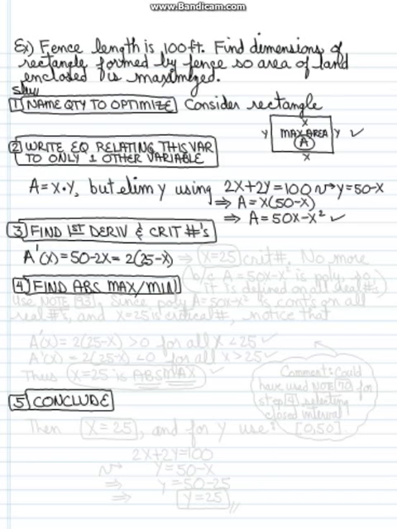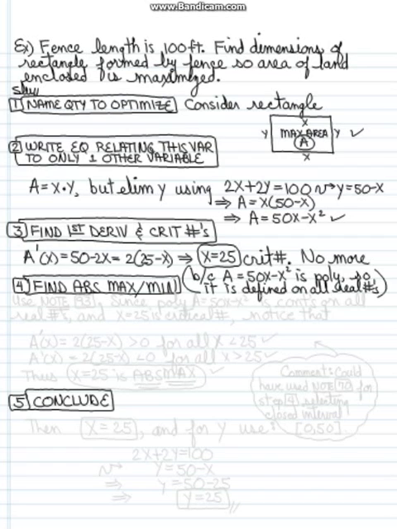The derivative of that will be 50 minus 2x. You can factor it as 2 times (25 minus x). Okay, set that equal to 0 and solve. You get the critical number, the one and only, is x equals 25. No more critical numbers, and that's because A is a polynomial, 50x minus x squared, so it is defined on all real numbers. It doesn't have any points where the function is not defined. Or I should say that about the derivative. The derivative has no values for which it is undefined.